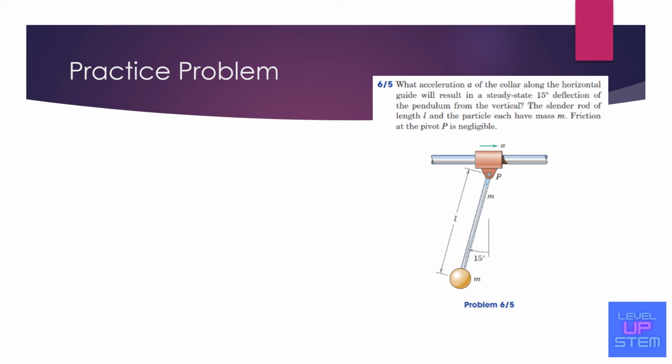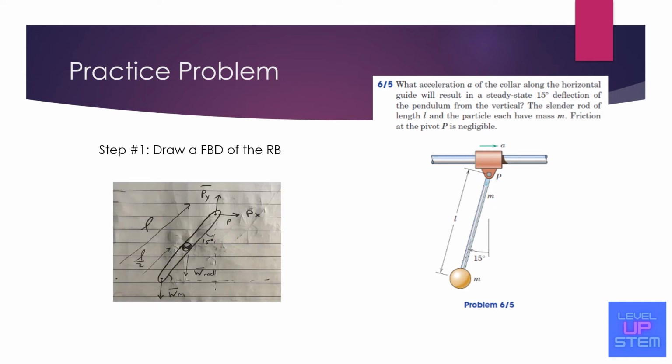The first thing I'm going to do on this problem is to draw a free body diagram of the rigid body. It's important to understand which rigid body in this problem we're going to be focusing on. That's going to be the one we know the most about, and the one that probably connects different parts of the whole system. So that rigid body is going to be the bar.